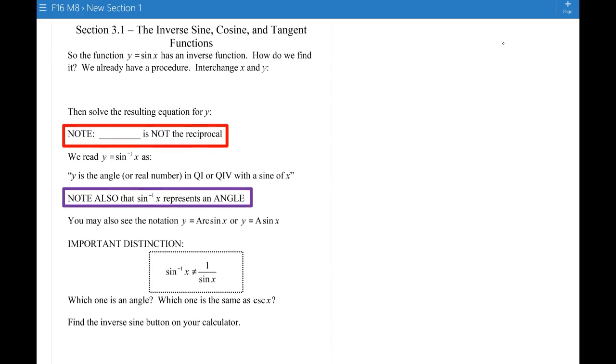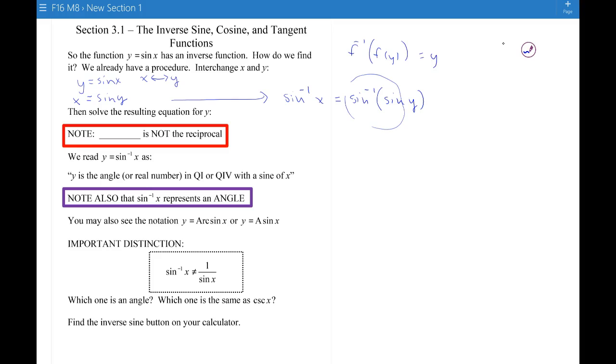So now we know the function y equals sine x has an inverse function. So how do we find it? Well, we already have a procedure. We say, let's take y equals sine x, and then interchange x and y. So then we say x equals sine y, and we solve the resulting equation for y. Well, the way we do that is to apply the sine inverse function to the left and the sine inverse function to the right. But we say if we do f inverse of f of y, we get y. So clearly sine inverse of x must equal y. And then we write the inverse function is sine inverse of x.